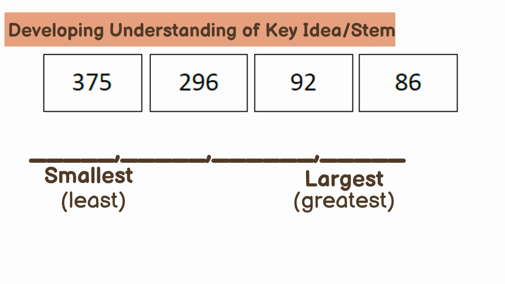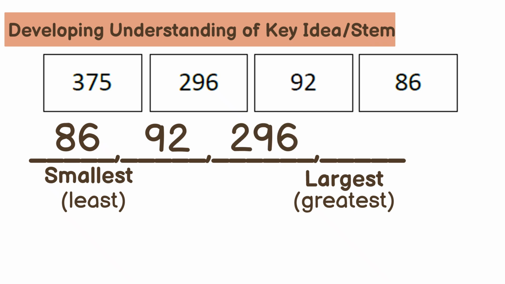Which is the smallest or least number? Very good, we have 86, followed by 92. The next number is 296, and the largest or greatest number is 375. Very good.